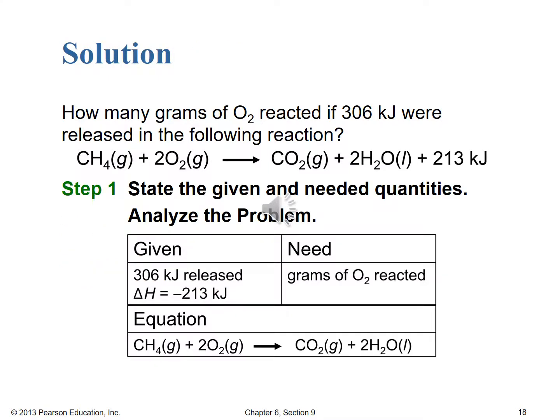Okay, so walking through the steps, hopefully you did all these steps on your own, but just to be safe, we'll do them together here. Step 1, state the given and needed quantities, and when we analyze this problem, we see that 306 kilojoules are released in this particular example. The delta H of the reaction is a minus 213 kilojoules per mole of CH4 and per 2 moles of O2. We need ultimately the grams of O2 reacted to give us that 306 kilojoules of heat released, and we have our balanced chemical equation at our disposal.